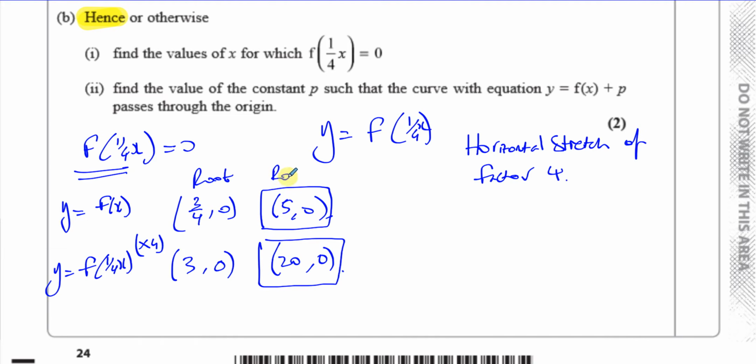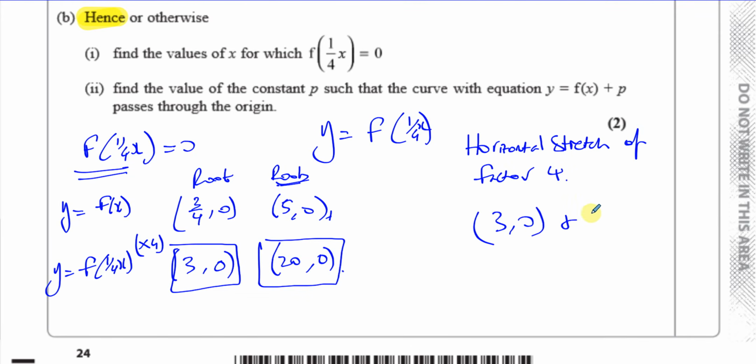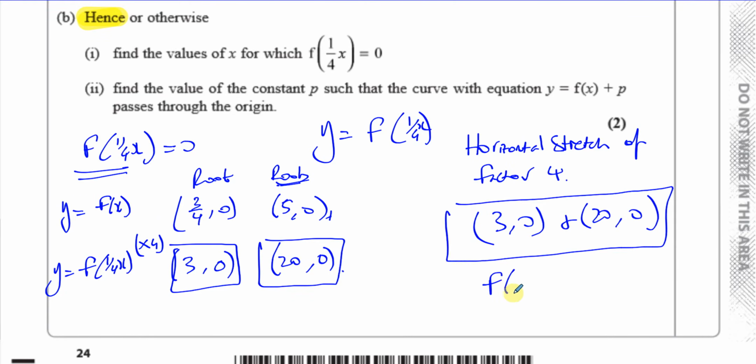These are the roots of the new equation y equals f of a quarter x. Okay, 5, 0. Sorry, not 5, 0. What am I doing? That's the old root. 3, 0, and 20, 0. I'll write it separately here. 3, 0, and 20, 0 are our new roots. Those are the roots for when f of a quarter x is equal to 0.